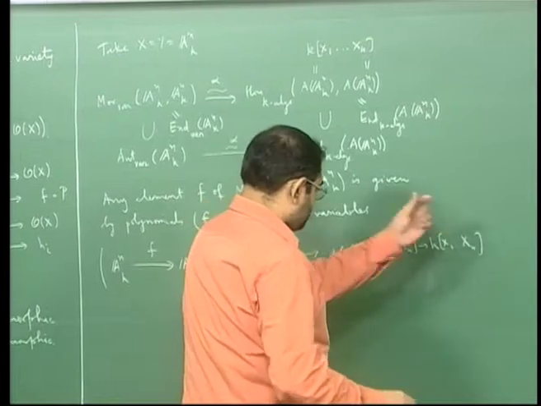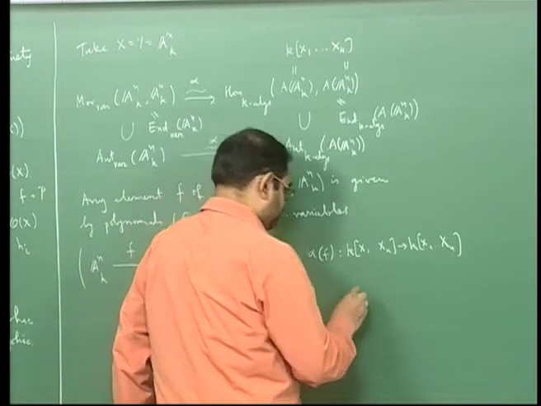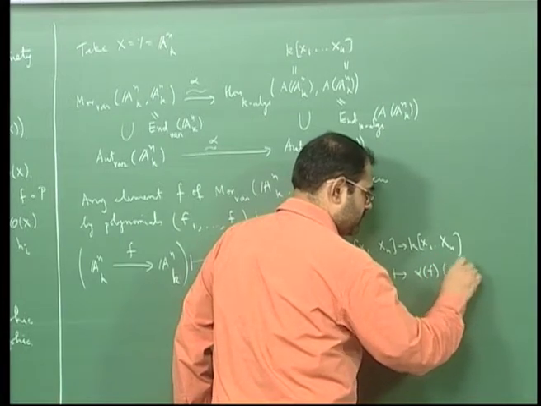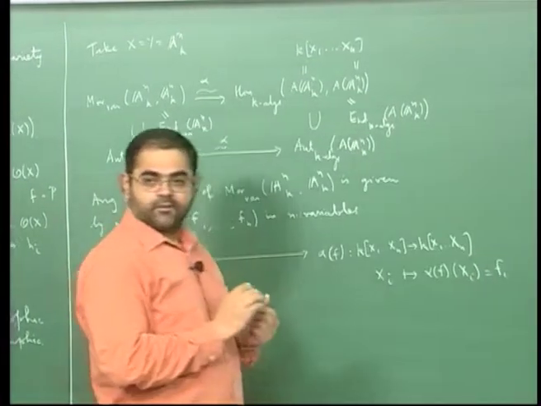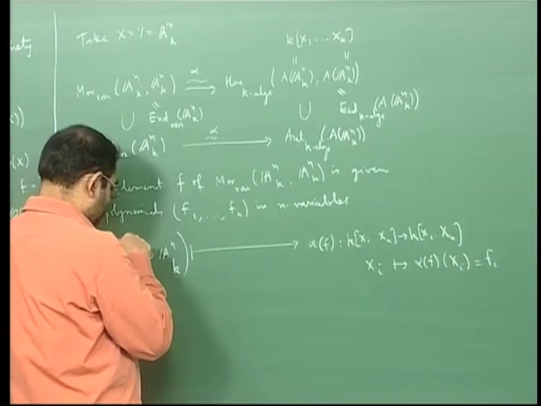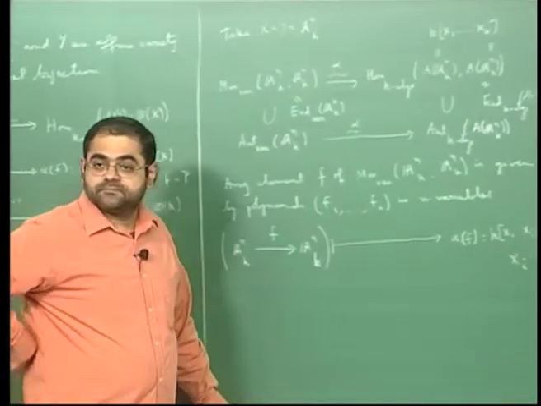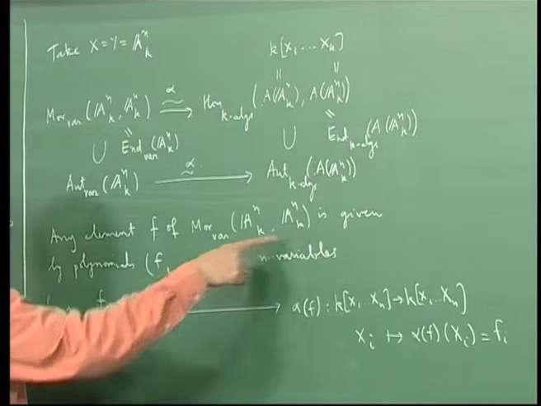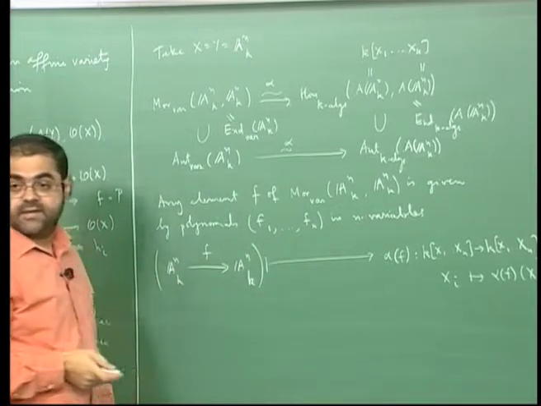Let me write that here. I have xi going to alpha of f of xi, and I am calling this fi. So essentially, corresponding to this morphism An to An, that corresponds to giving me n polynomials, and that is what I have written in the previous line, that a morphism from An to An is simply given by n polynomials in n variables.